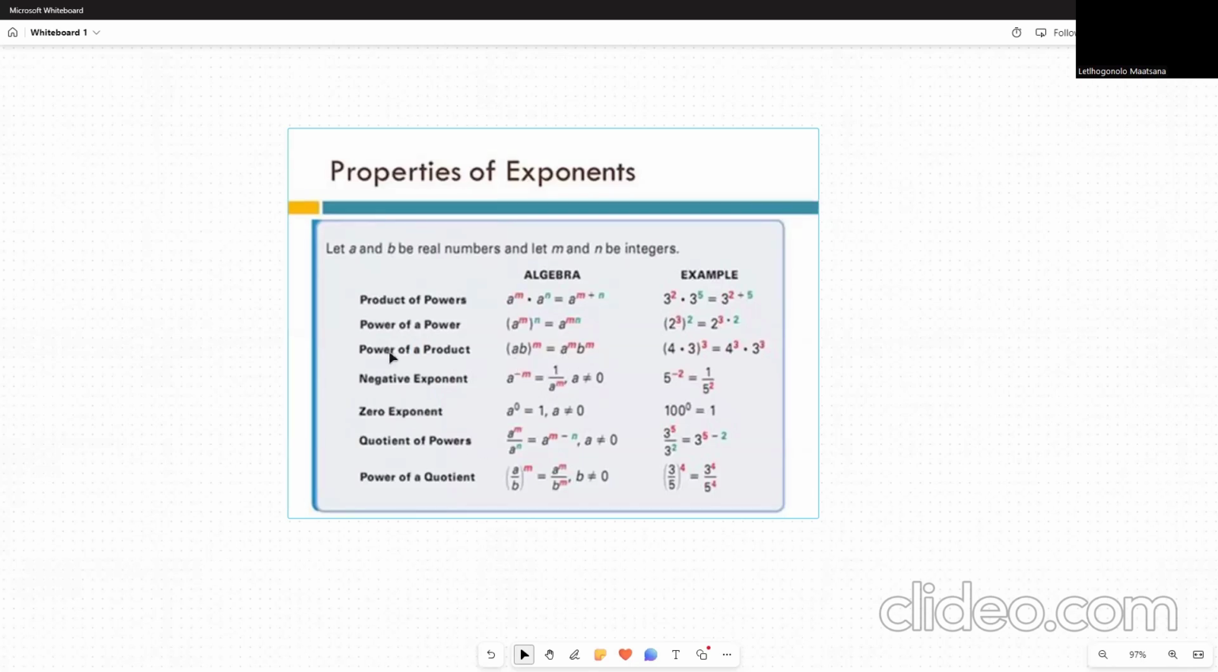Then we have the negative exponent. Here we have a to the power of minus m. We can make a to the power of m a denominator so that then our m becomes positive. This is as long as a is not 0. Where we have the zero exponent, anything to the power of 0 is equal to 1, only if a is not equal to 0. We have the quotient rule that tells us that if we are dividing two exponents, then we can subtract them, and we have the power of a quotient. So again, that exponent belongs to both the numerator and the denominator.